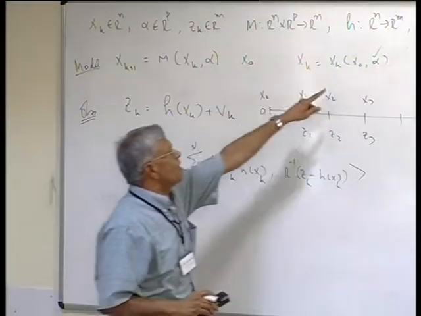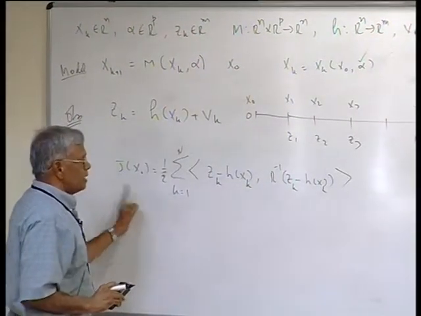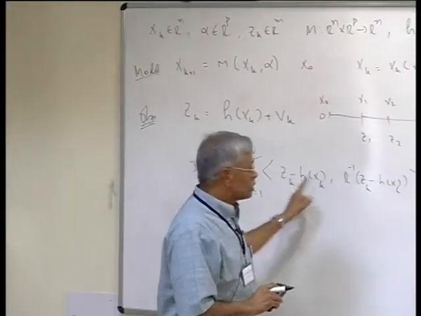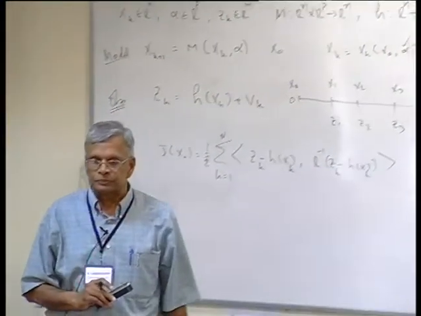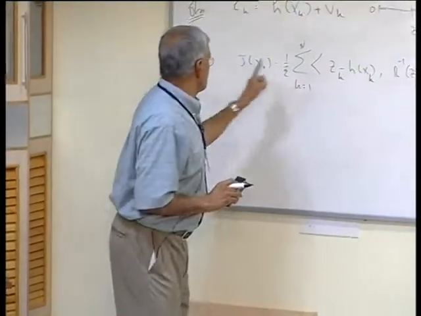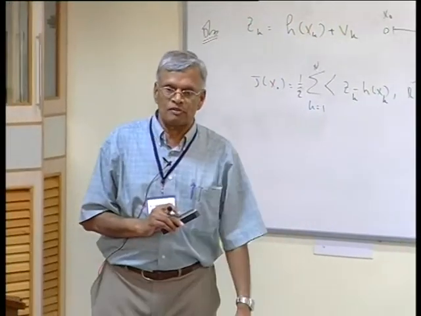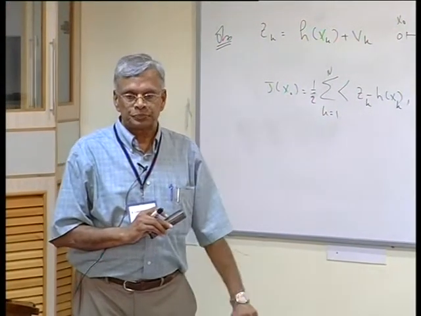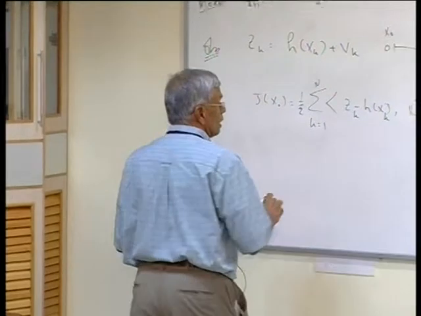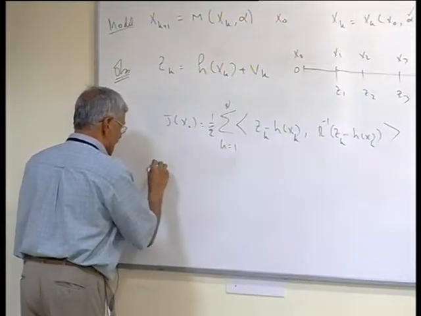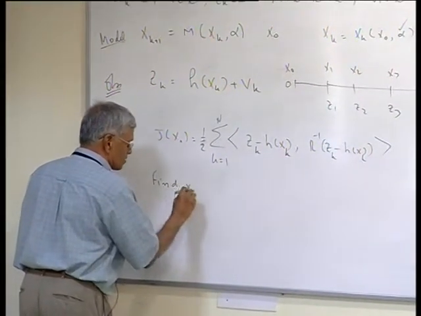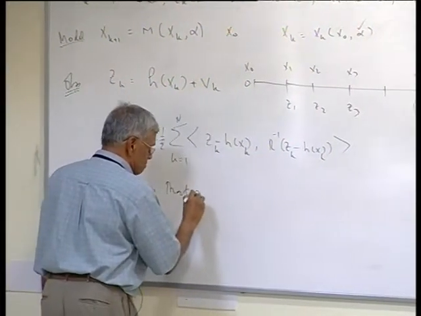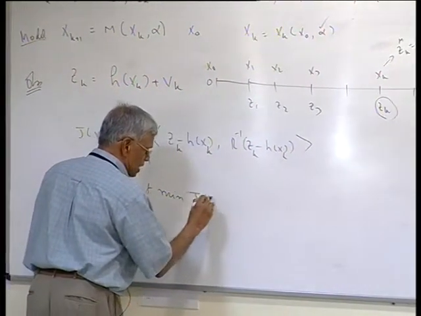Because I'm assuming alpha is known, zk is known, h is known, it's purely a function of x naught. So what is the idea here? Find an x naught that minimizes J of x naught.